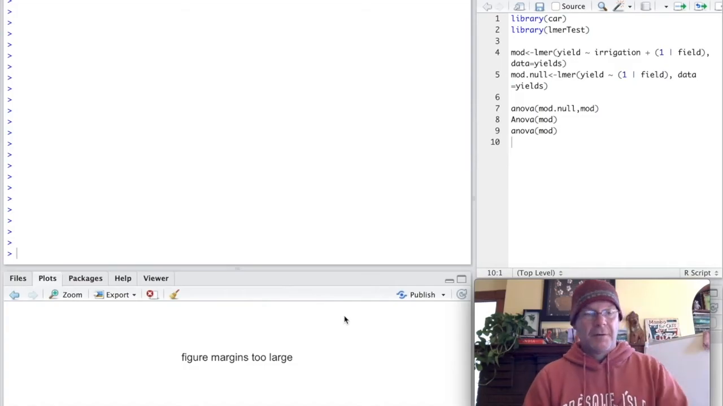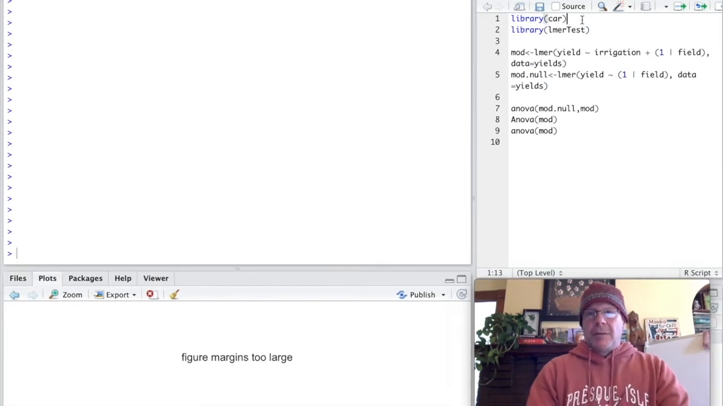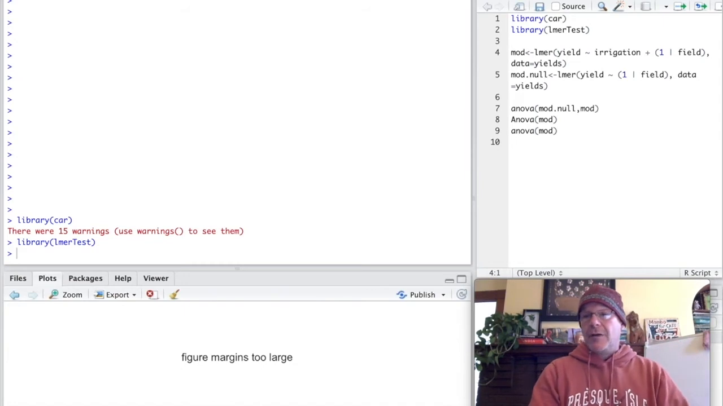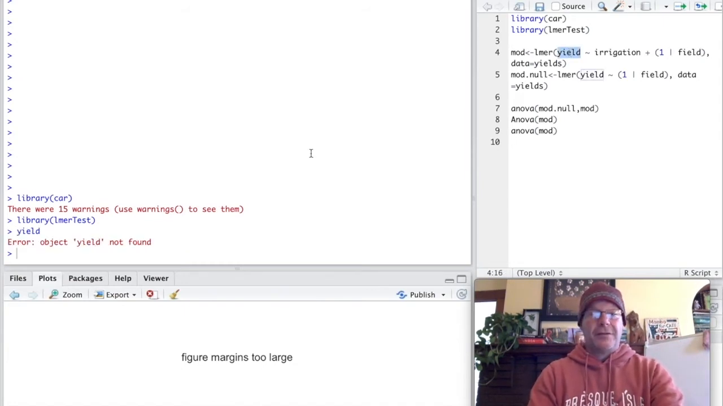Hello, welcome back as we continue to discuss the wonders of mixed models. Just to remind ourselves where we're at, we decided that we were going to put structure into our error term. So in this case here, we have this object called yields.